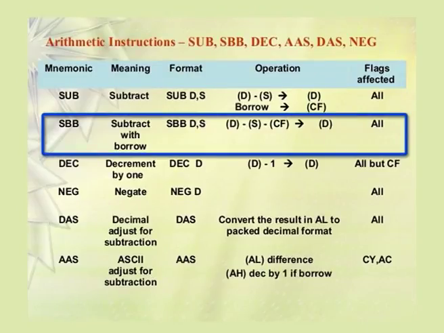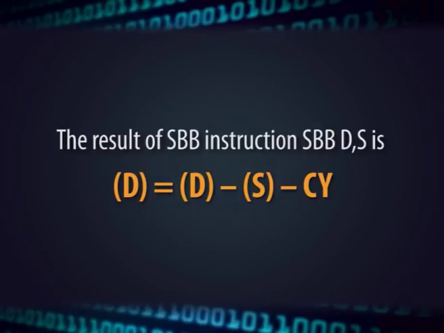A variant of SUB is SBB, which stands for subtract with borrow. The instruction is similar to SUB. The only difference is it also subtracts the contents of the carry flag from the destination, which is designated as D. That is, the result of the SBB D, S instruction is D equals D minus S minus carry.